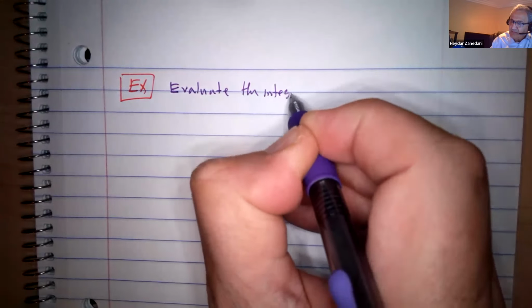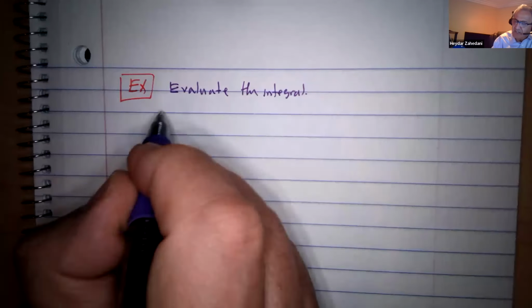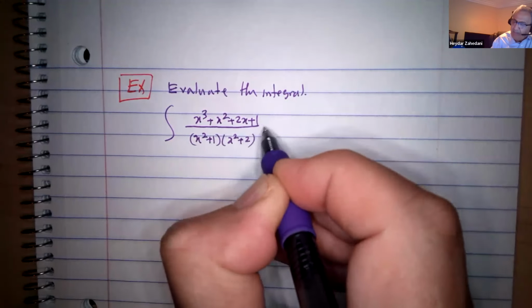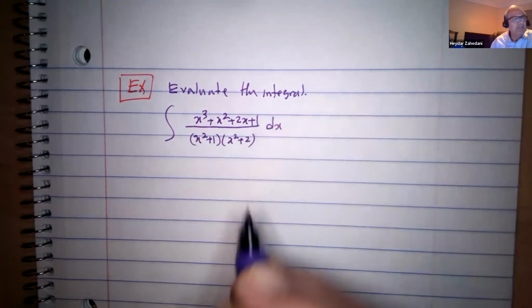That's the best problem in this section in your book. Evaluate the integral. Let's see what's interesting about this. See, that's the integral: x cubed plus x squared plus 2x plus 1, divided by x squared plus 1 times x squared plus 2, dx. You see that's one.